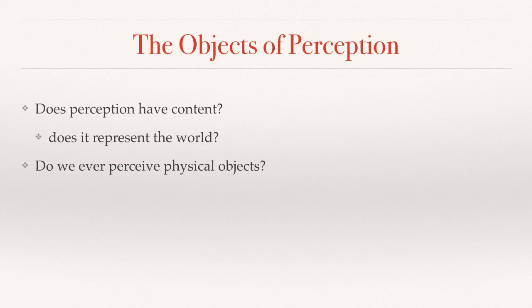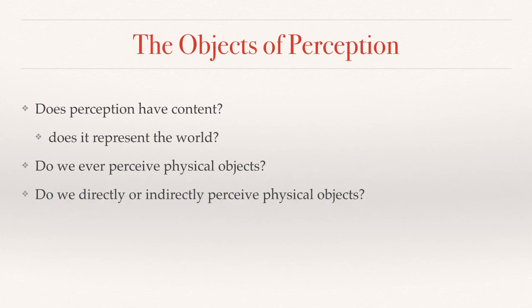Or do we ever perceive physical objects? Some philosophers have claimed that we never perceive physical objects, and that everything we perceive is mental, and that's idealism, the idea that nothing is physical and that everything is mental. And of course, we're going to have a whole section on questions about physicalism, idealism, and dualism and those various views. So we're going to be putting off those kinds of issues.